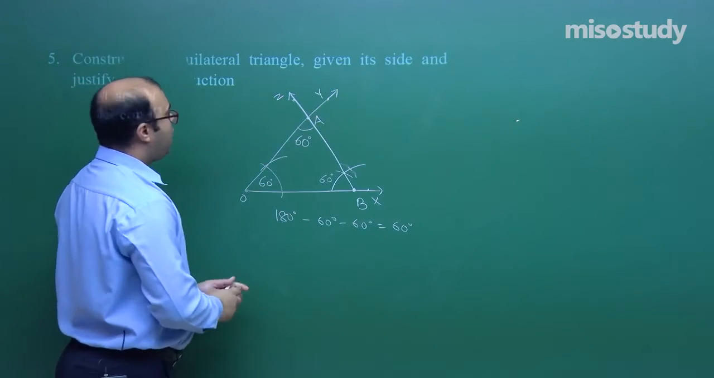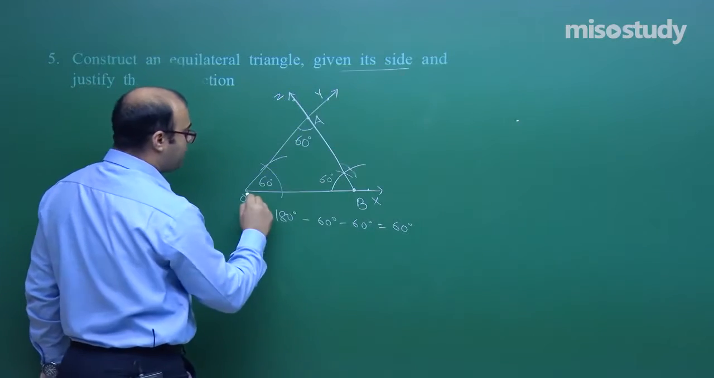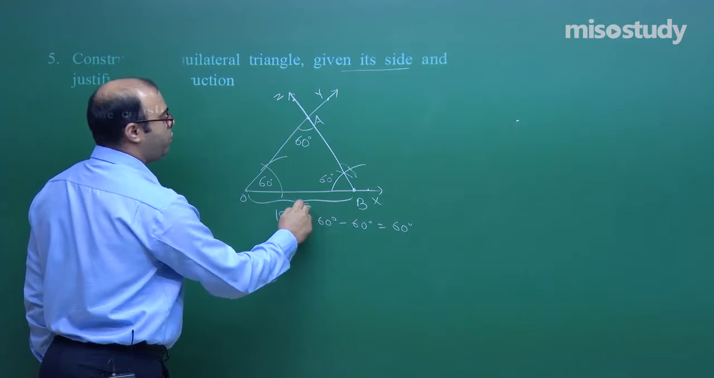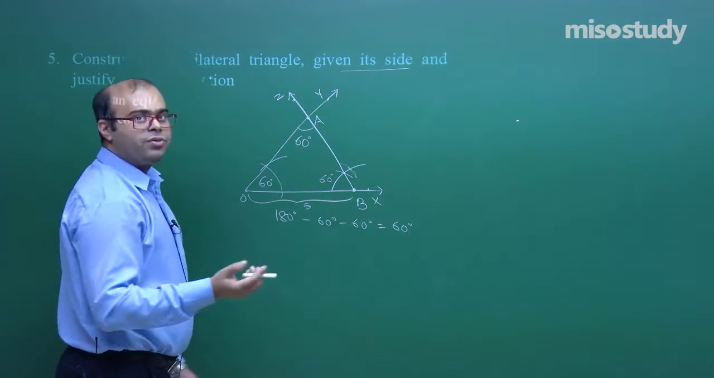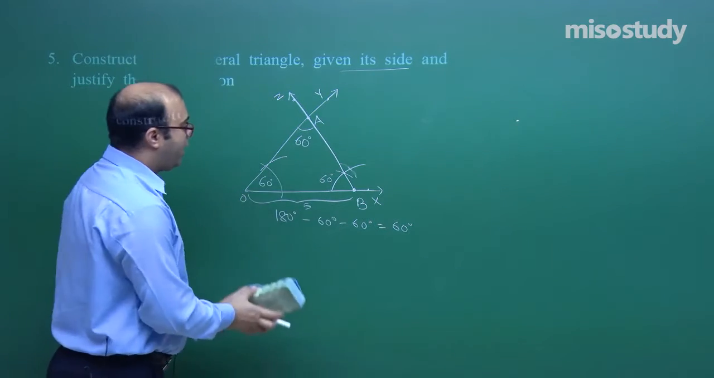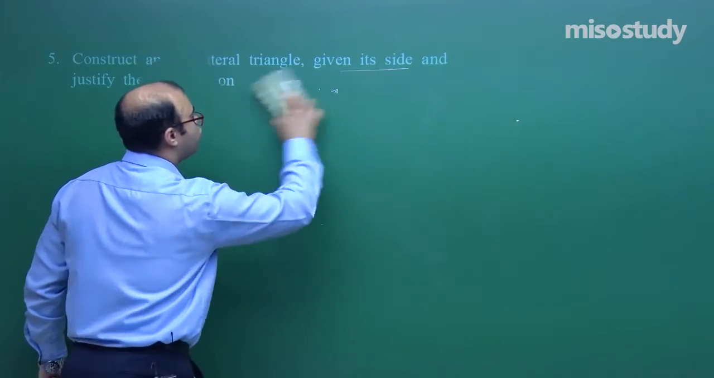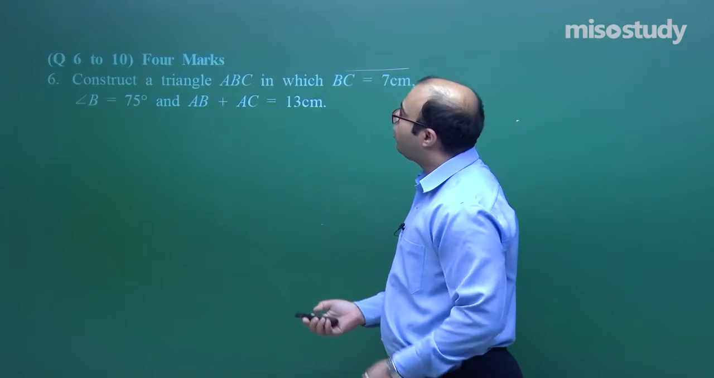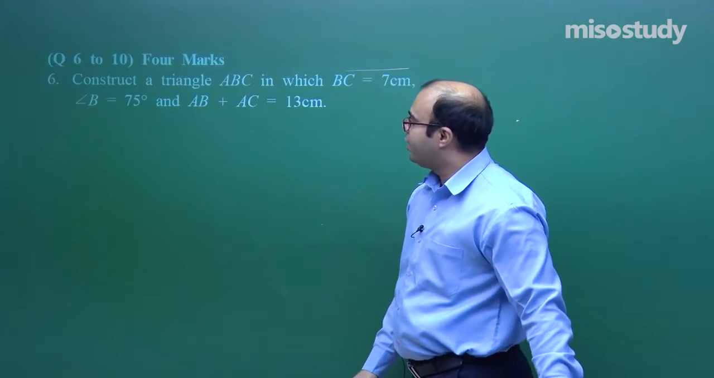Okay. And if given its side, that means this OB we have taken according to its side. Suppose it is 5 centimeters. So we took 5 centimeter. All the sides will be of 5 centimeter because all the angles are equal. So these were some of the basic questions which were of 1 mark. Let us move on to the 4 marks questions from 6 to 10.